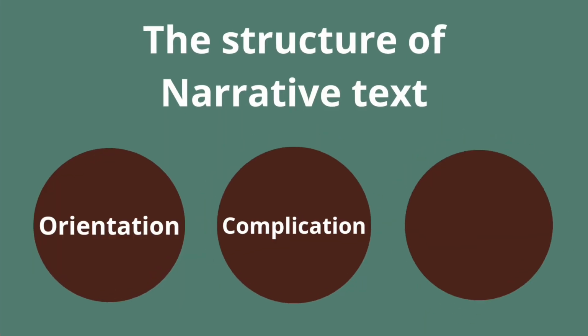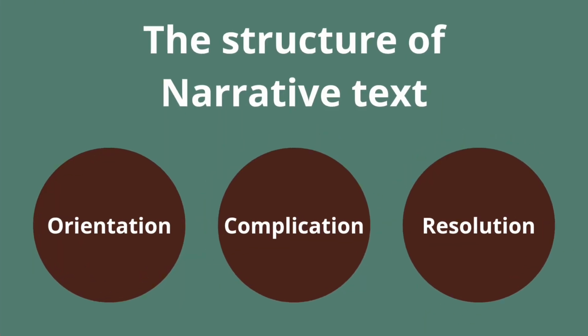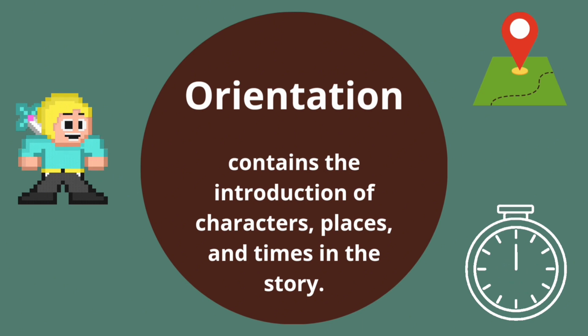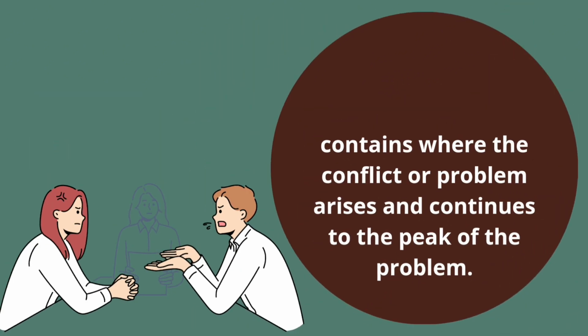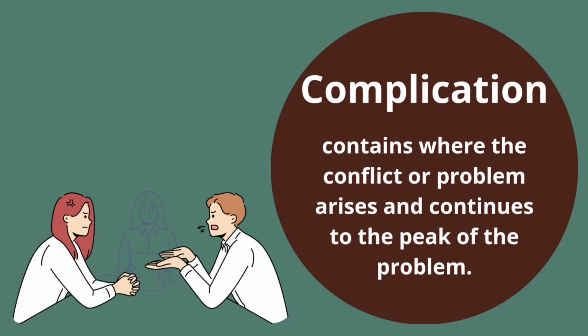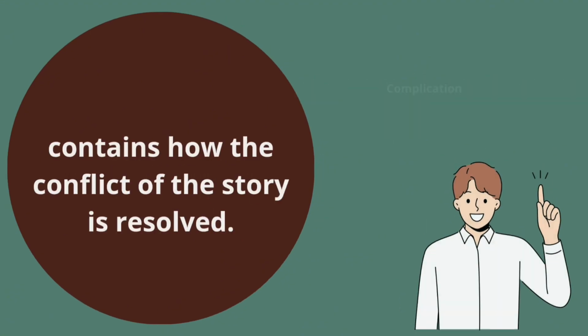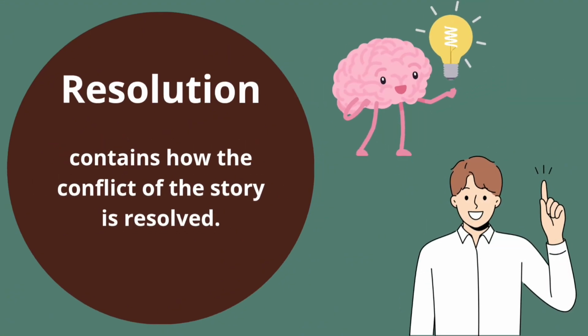Next, let's look at the structure of the narrative text. There are three parts in the narrative text, namely orientation, complication, and resolution. Orientation contains the introductions of a character, place, and times in the story. Complications contains where the conflict or problem arises and continues to the peak of a problem. Resolutions contains how the conflict of the story is resolved.